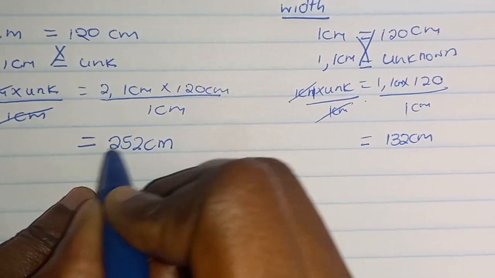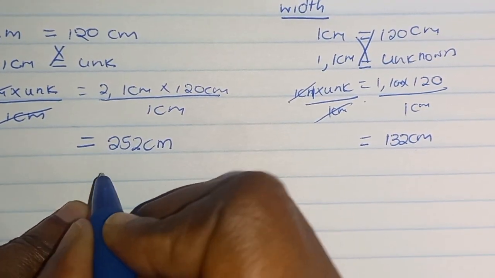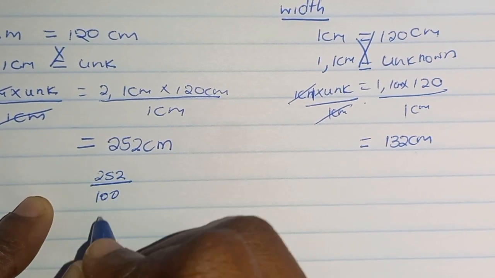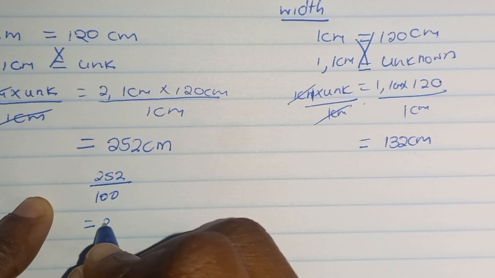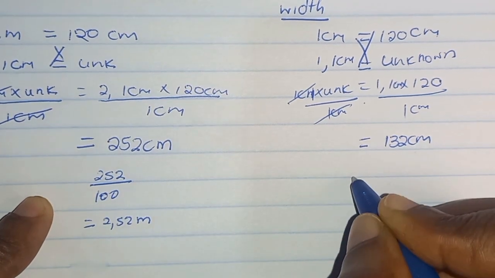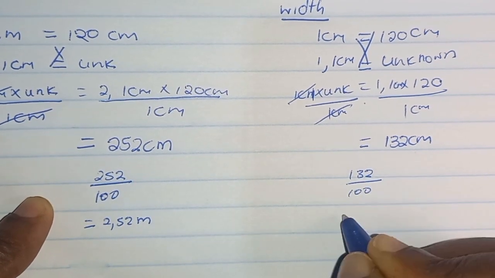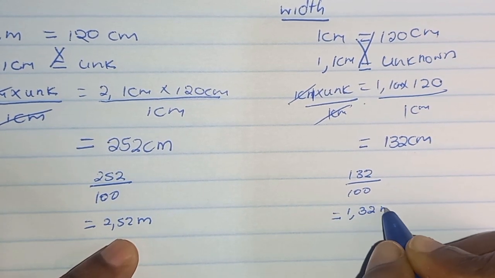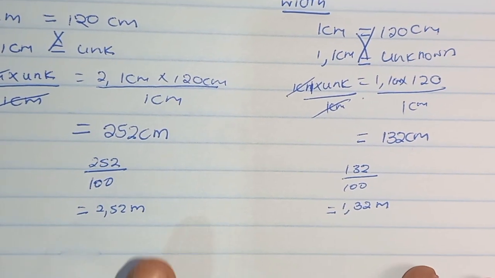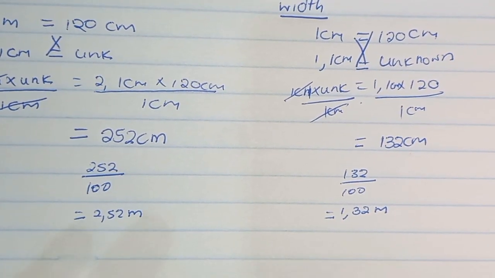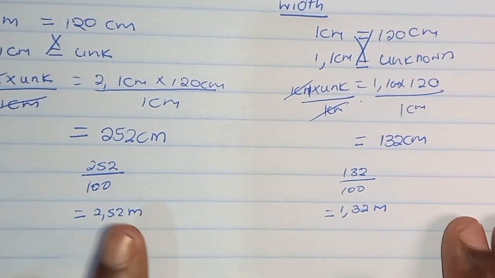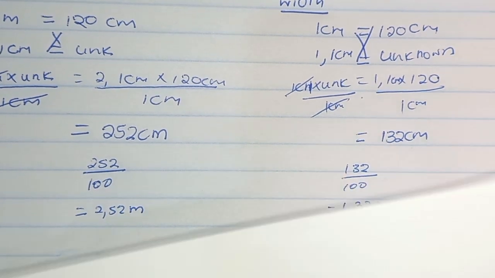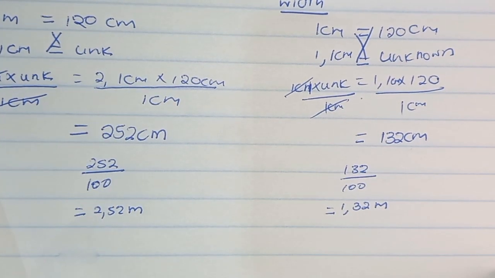So we have this length in centimeters. We will say 252 divided by 100, and we get 2.52 meters. And here we say 132 divided by 100, and we get 1.32 meters. If you are struggling with conversions, I have videos that teach you how to convert. When I get time, I'm going to link it in the description.